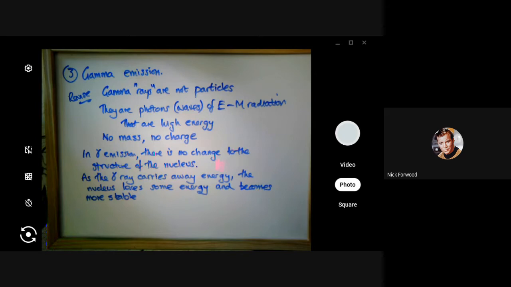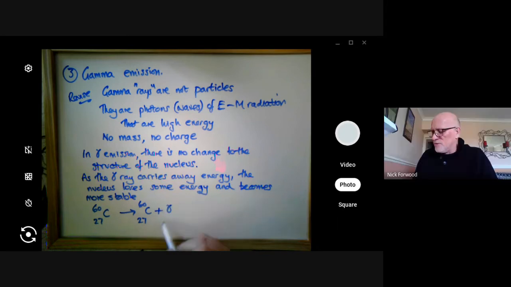An element that decays mostly by gamma ray emission is cobalt 60. And cobalt is number 27 in the periodic table. So it decays into the same thing. It decays into cobalt 60, same number of protons and neutrons, and just emits some gamma. And there's no numbers here. It's got to be 0, 27, 27, that's got to be 0. We don't write any numbers here because they only refer to particles, and it's not a particle, it's a wave.